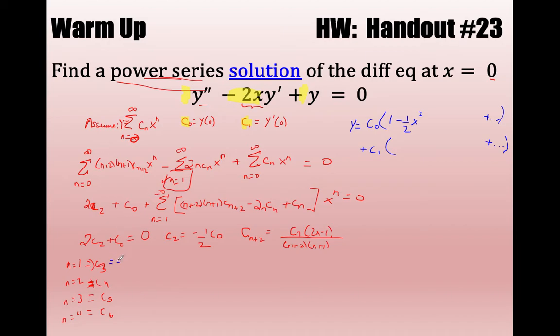This was 1/6 c sub 1. This was negative 1/8 c sub 0. This was 1/24 c sub 1. And this was negative 7 over 240. If you want to keep the factorial expressions and write it that way, it's fine. You could write it as a summation. This one's not super easy to write as a summation, but it's not terrible either.